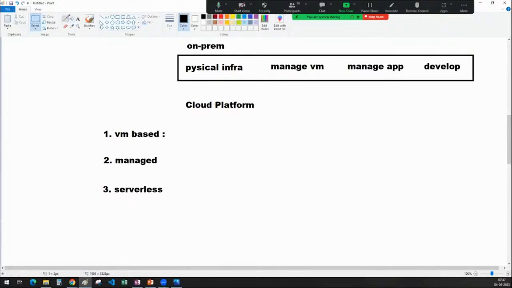Okay, in VM based, you need not manage the physical infrastructure, because the physical infrastructure will be provided to you in the form of a virtual machine in the cloud platform. You need not manage the physical infrastructure, but you have to manage your configuration for the virtual machine. You have to manage your application platform as well as development. Okay, VM based services are hosted, people also call it hosted, guys. VM based are hosted services.